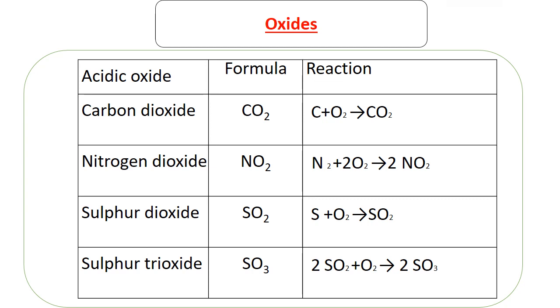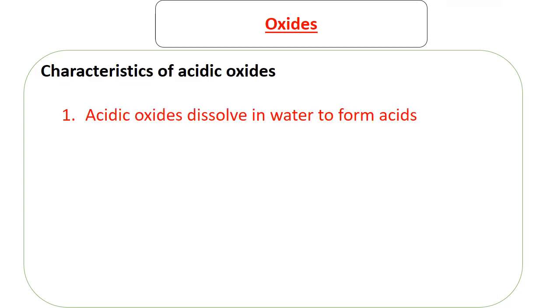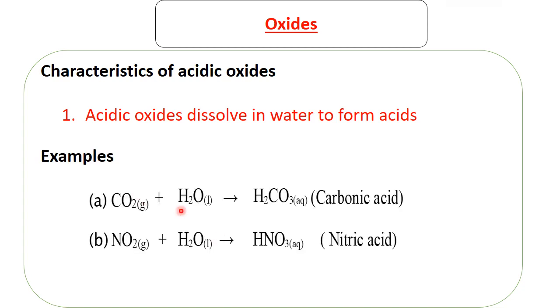Next, we take a look at the properties or characteristics of acidic oxides. The first characteristic is that they dissolve in water to form acids, from the definition. Here is the example. When carbon dioxide dissolves in water, it forms an acid called carbonic acid. For those who like carbonated drinks, this is the acid that you drink. Carbon dioxide is dissolved in water at high pressure, and what you have is carbonic acid. Another example is nitrogen dioxide, which reacts with water to form nitric acid. So this is the behavior of acidic oxides.